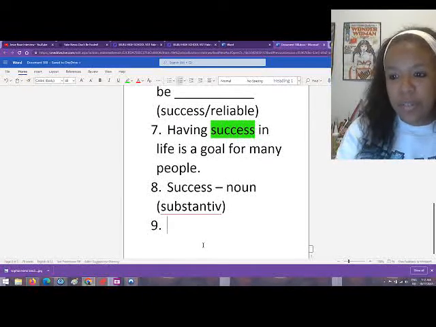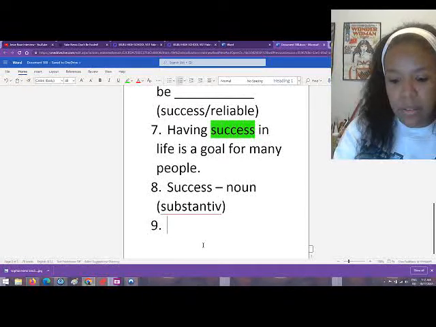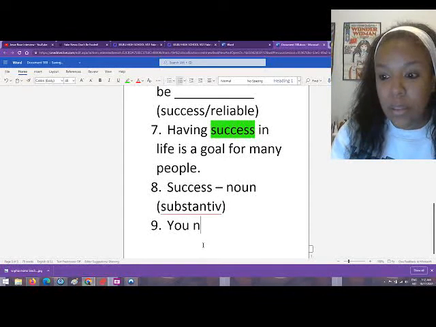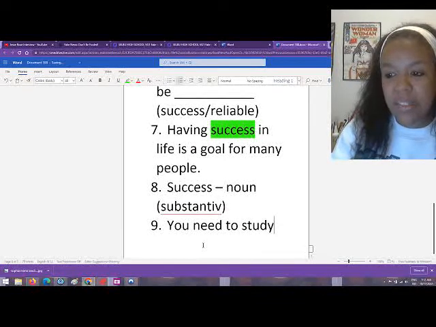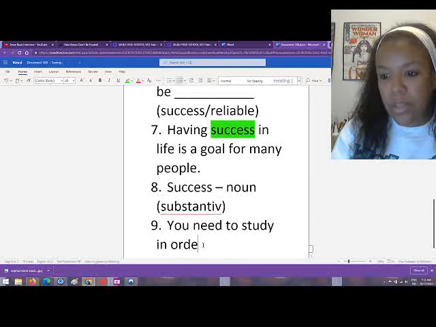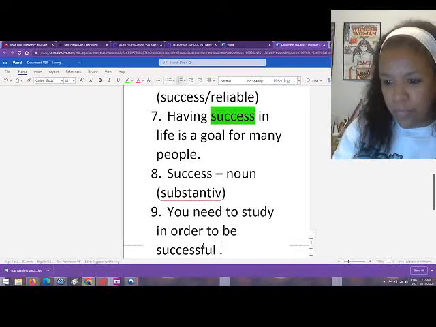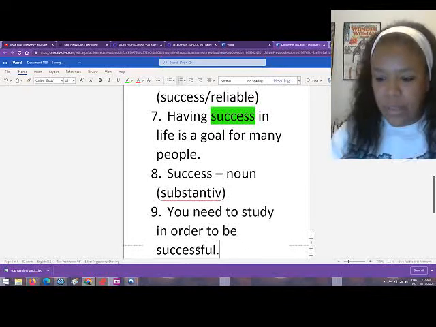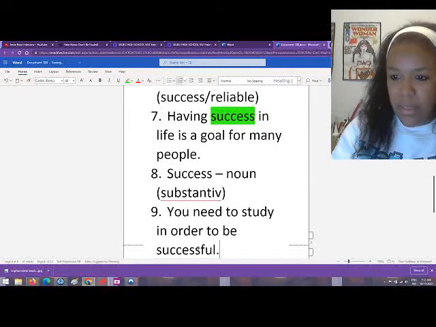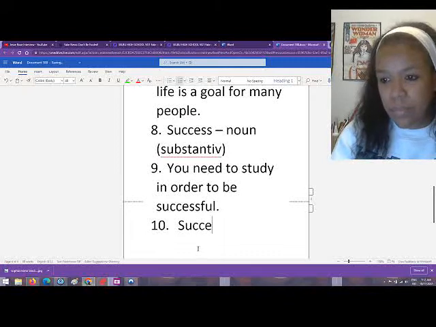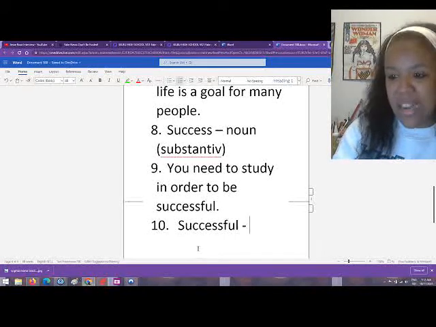You can also say the following sentence. You need to study in order to be successful. Successful is an adjective.